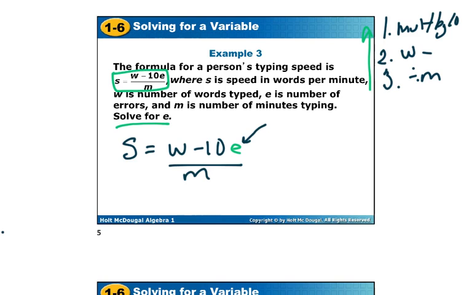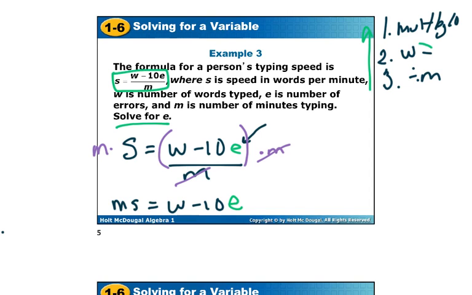So that means to both sides, I'm going to multiply by M. Technically, we can just say that we're multiplying this whole numerator by M. And so in that case, we do cancel the M's. So we have M and a S, and that's going to equal W minus 10E.